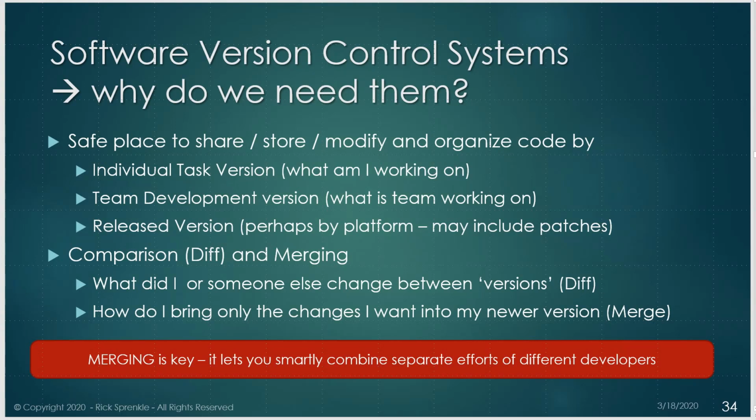Also, part of the purpose of a software version management tool is the ability to diff and merge, make that process easy. What have you changed? Help me move those changes from one code set to another code set. And of course, merging is the key, because that's not easy, right? Especially when you maybe have a couple people working on the same large file. So a good merge tool will let you smartly combine separate efforts of different developers into a file. Of course, anytime you can avoid merging, that'll save you some time. And we'll talk more about what that really means here.